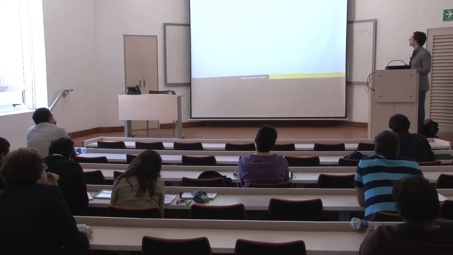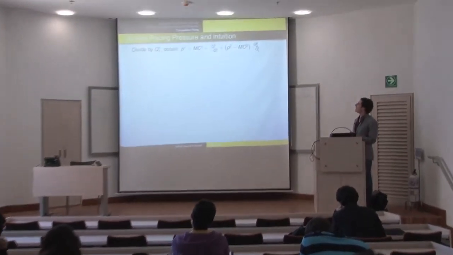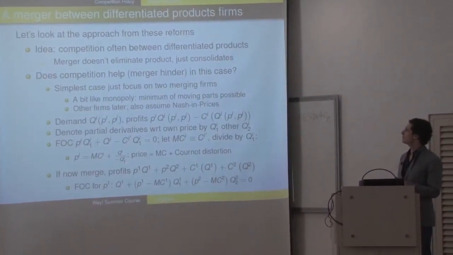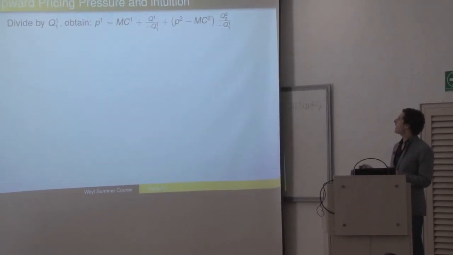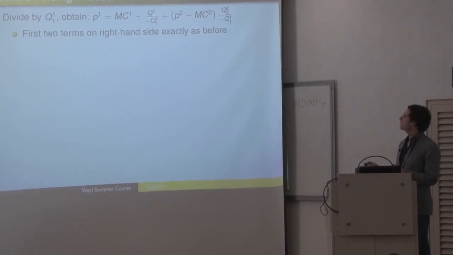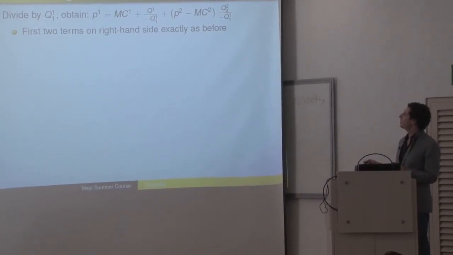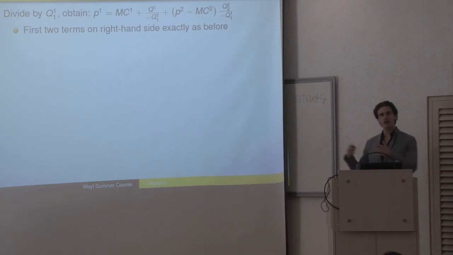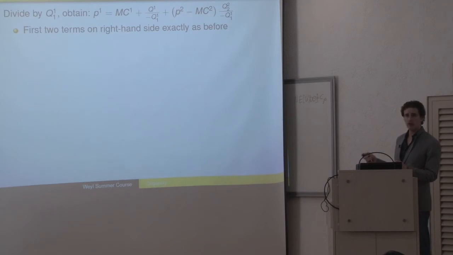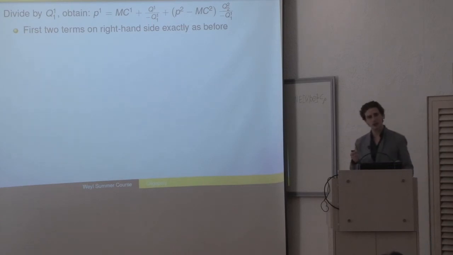Good point. OK, so we're now going to divide, as we did here, by the derivative of the first product's quantity with respect to its own price, and we get this expression here. OK, so the first two terms on the right-hand side are just marginal cost and the Cournot distortion. What's this term here? This term is sort of the externality on the other firm that we talked about before. It's the markup of the other firm times the diversion ratio that we talked about before. When I sell a good, what fraction of the sales are taken from the other firm?